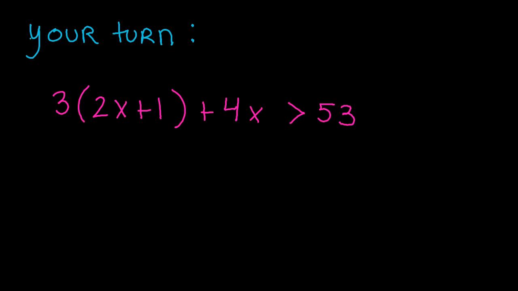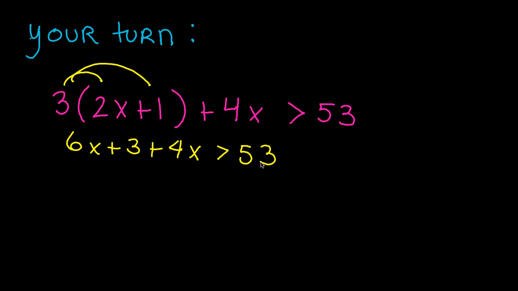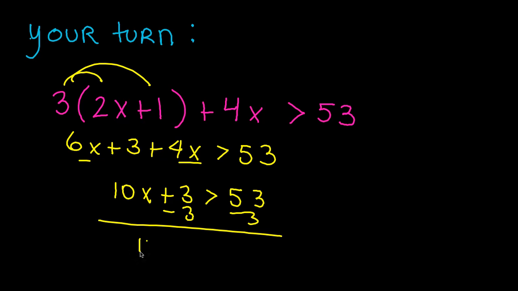So what we should have done is our first step should have been to distribute. And we're going to get 6x plus 3 plus 4x is greater than 53. We'll combine our like terms and get 10x plus 3 is greater than 53. We'll take away 3 on both sides, and we'll get 10x is greater than 50. And then we'll divide by 10. And we're going to get x is greater than 5.